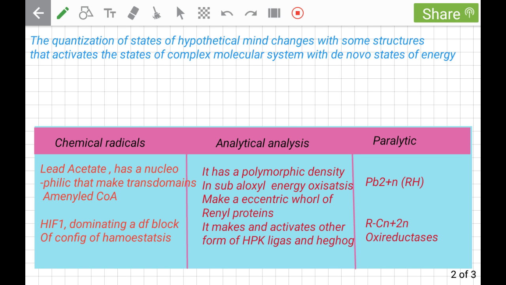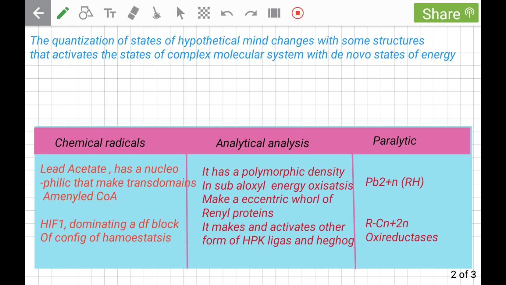So they configure by the CN2H plus 2N. So its polymorphic density in suballoxyl energy oxidases. This is the work they've had. They only connect to the brain and make a polymorphic bindation with them.